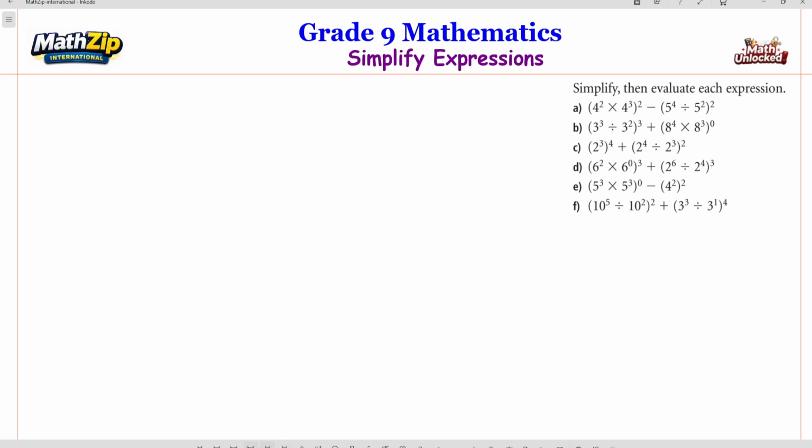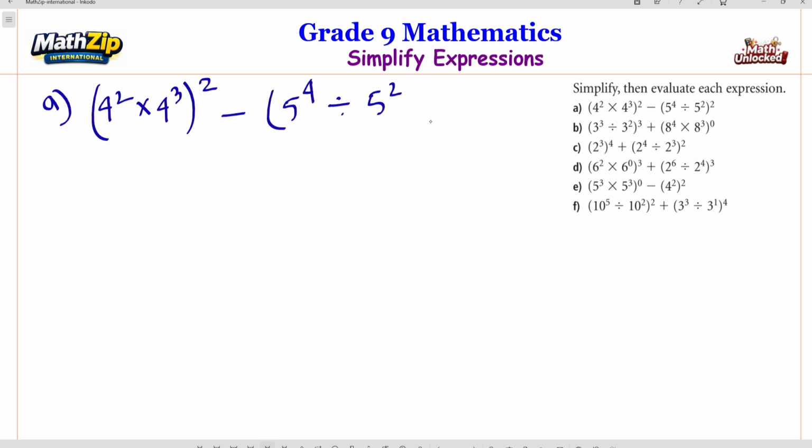Simplify expressions. Question 1. (4² × 4³)² − (5⁴ ÷ 5²)³. These kinds of math problems are very important because here we are facing lots of laws of exponents. Like here, the bases are the same.